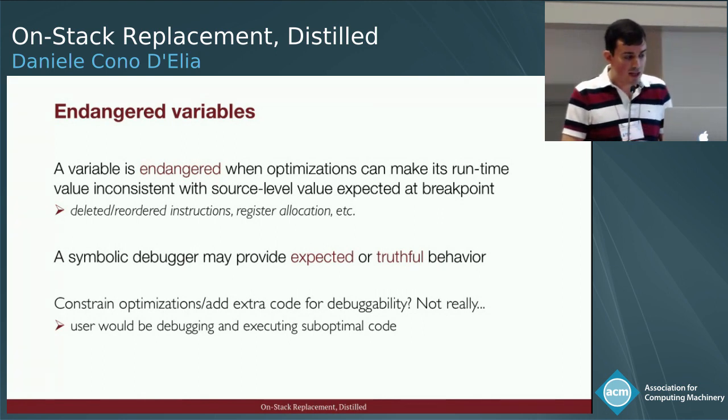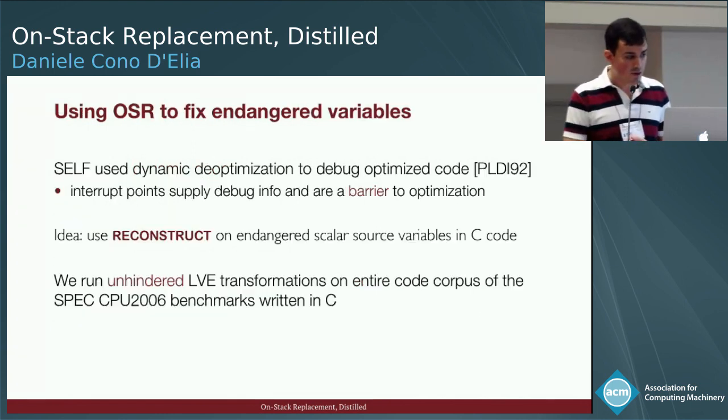A symbolic debugger has two options. Either it can be truthful and just warn the user that some variable might hold an inconsistent value, or, and this is nice, it can try to provide expected behavior, showing the user how the variable would have looked if you had carried out execution in the unoptimized program. And if you're thinking of constraining optimizations for the sake of debuggability, or adding some extra code to support debugging, that's not really an answer, because you end up running and debugging suboptimal code. So what can you do?